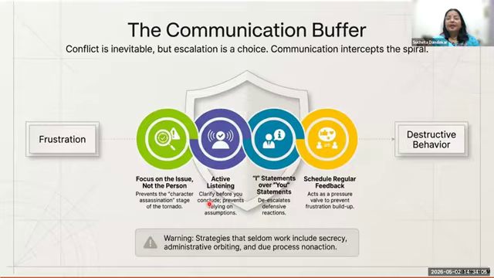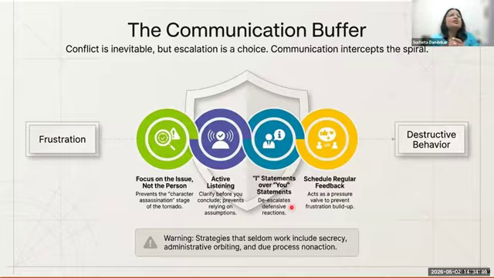So, what would you do? What is this communication buffer I'm thinking about, which could lead from frustration to destructive behavior? What should we do? We should focus on the issue and not the person. When I said, remember, I talked about character assassination. Just don't do it. Have an active listening way in mind, and clarify before you conclude. Try and find out. You must use I statements over you statements all the time.